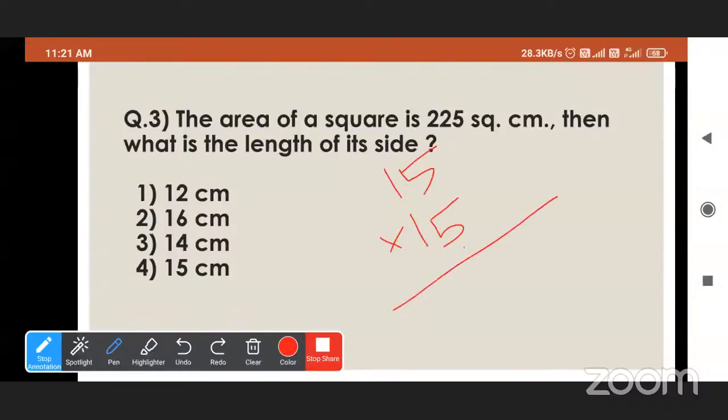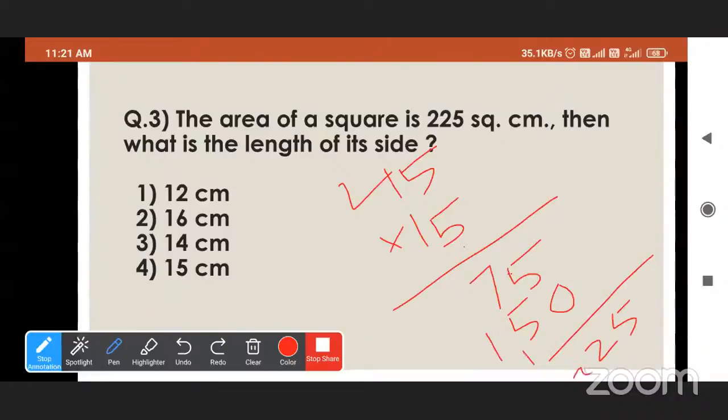5 fives are 25. 5 ones are 5, plus 2, 7. And now 1 times 15 is 15. Check this one: 5, 2, 2 — 225. Okay, so which option is correct? The fourth one is the right option. Good.